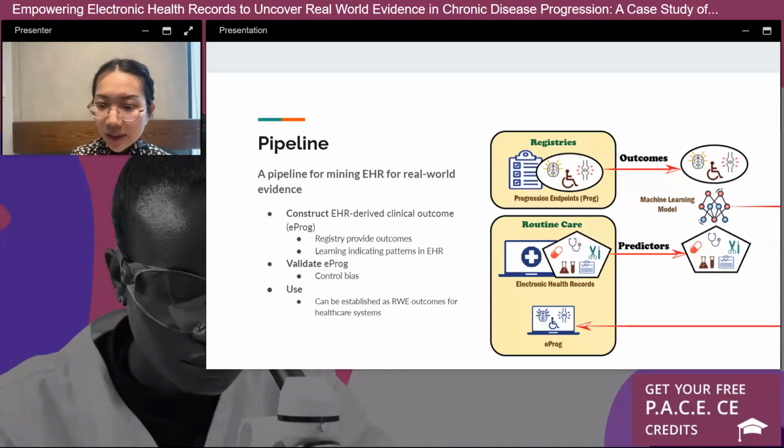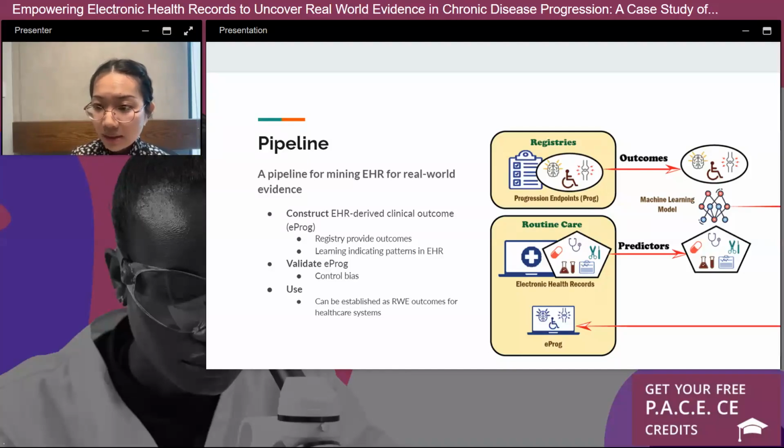Could I use these? Could I try to learn some indicative patterns inside the EHR to help me come up with a good surrogate for the true outcome of interest? To do that, you could try to leverage different types of models, including machine learning models. One important step that you have to remember is that you need to validate that your algorithm is actually good enough. So in order to do that, you do have to set aside a small amount of gold standard labels just for the sake of validation.